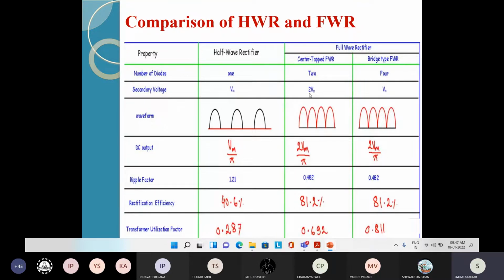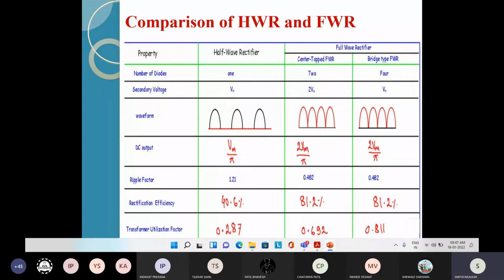Then for the center tap, 2 Vm, because at a time a single diode is conducting. In the positive half cycle, one diode conducts, and in the negative half cycle, the other diode conducts. That's why 2 Vm is required, but here only Vm. What is the difference in maximum voltage for the center tap? In the center tap, a single diode works at a time and the other diode is off. But in the bridge wave rectifier, at a time 2 diodes are working and the other 2 diodes are off.